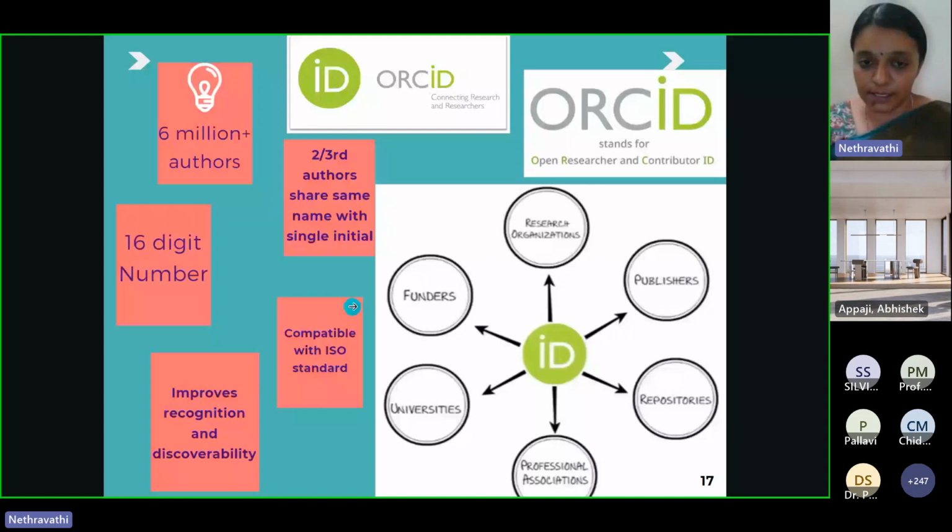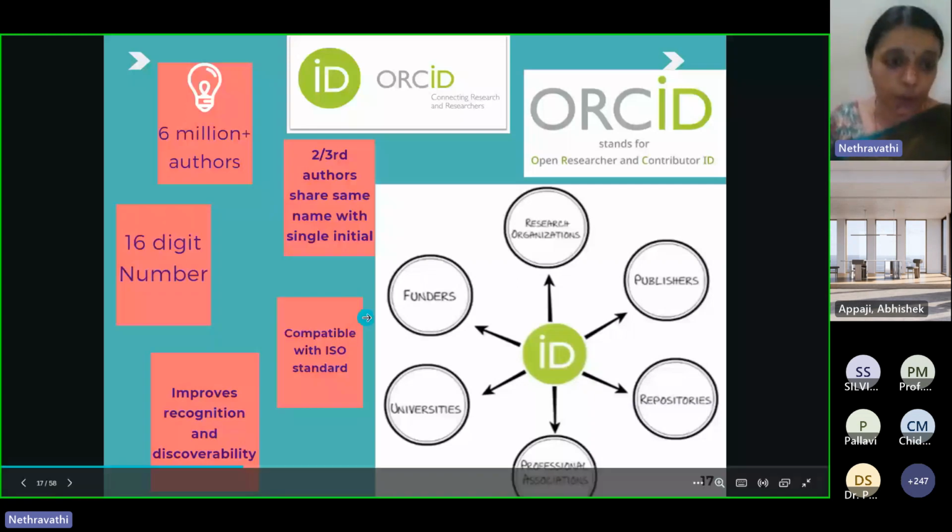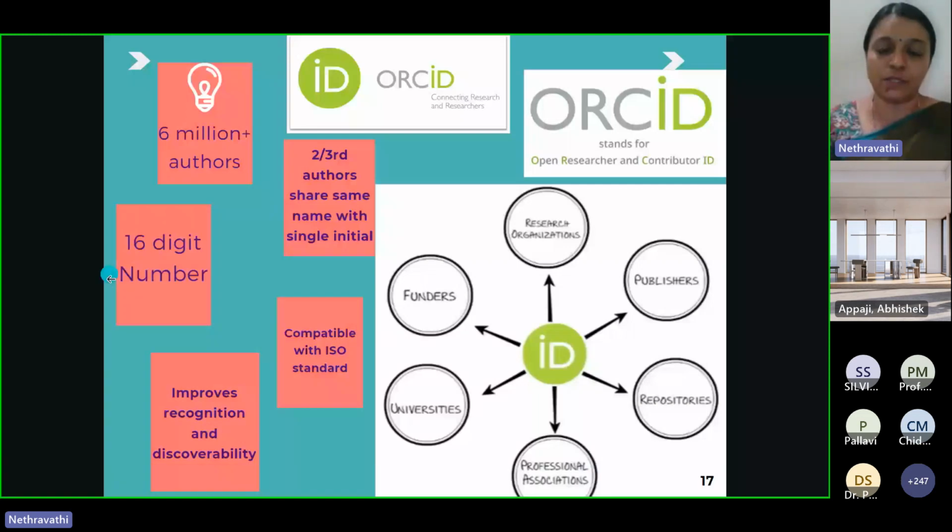Moreover, nowadays when you are submitting any paper to a journal, many journals have made it mandatory to have the ORCID ID. So please go ahead and create one. It improves recognition and discoverability, as I told. It will assign a 16-digit number for each of us. Though our names or initials are the same, through this 16-digit number we can distinguish ourselves.